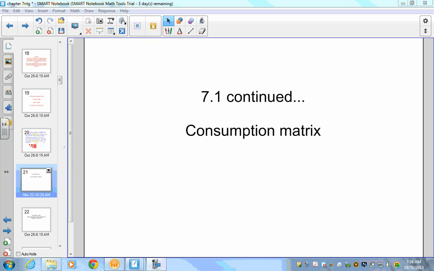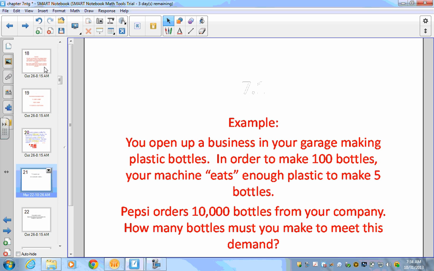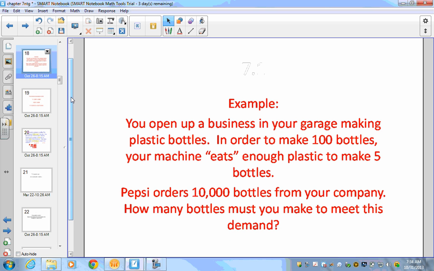Okay, in this video we are going to continue section 7.1 and we're going to talk about a consumption matrix. But before we talk about a consumption matrix, let me remind you exactly what we've been dealing with. Now, if I had an example of this where you open up a business making plastic bottles, okay?